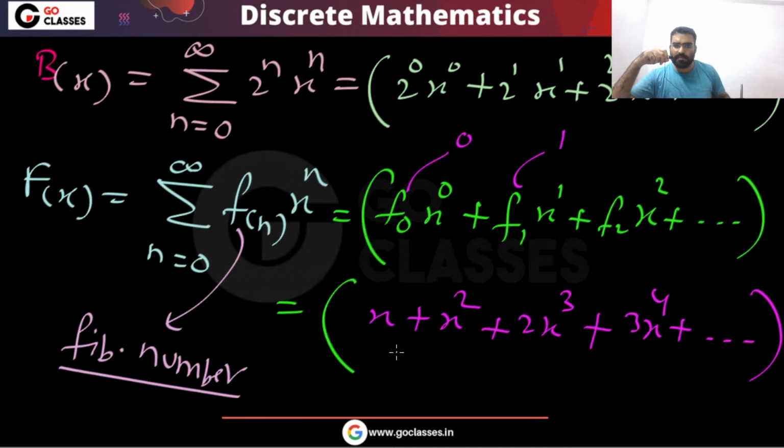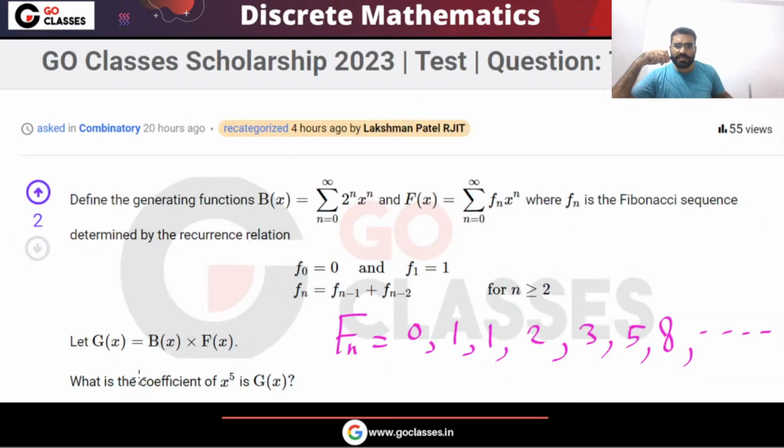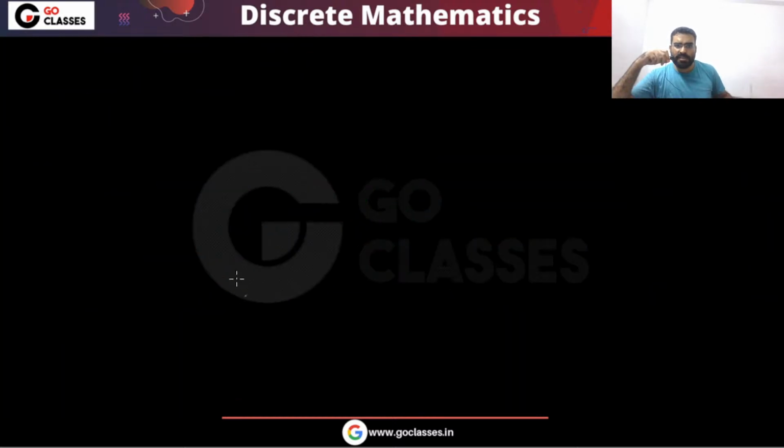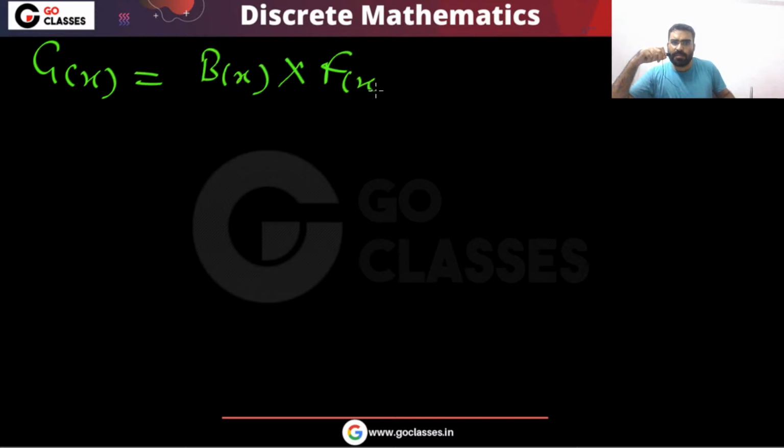Now let's see this one. So this is your fx. Now what is gx? We are defining gx equal to bx multiplied by fx. So this gx is the multiplication of bx into fx.